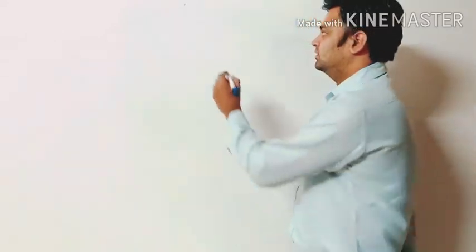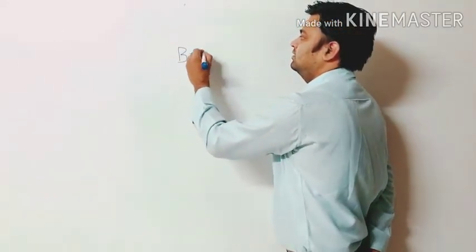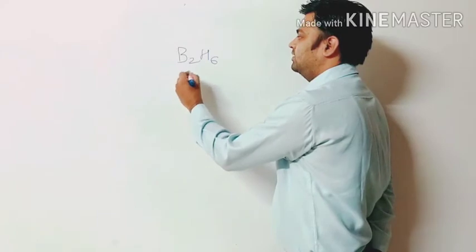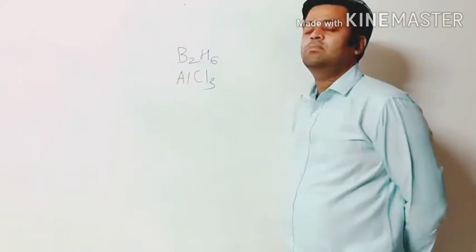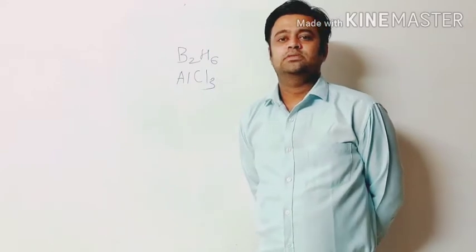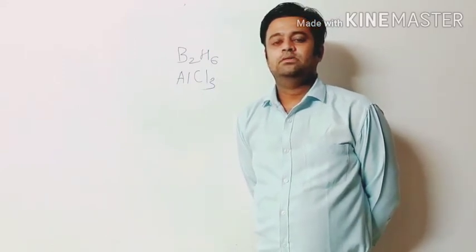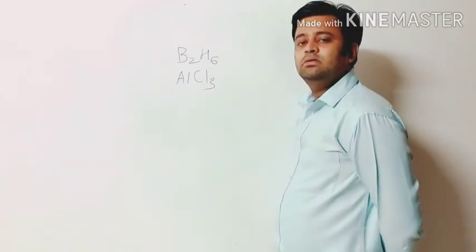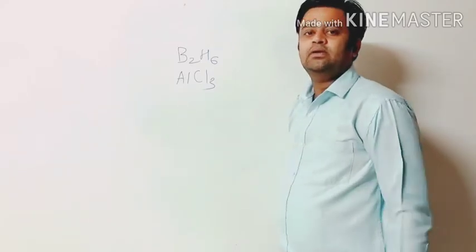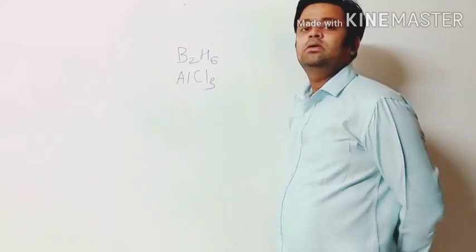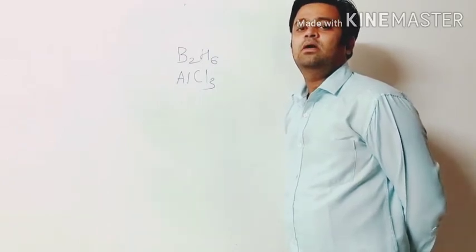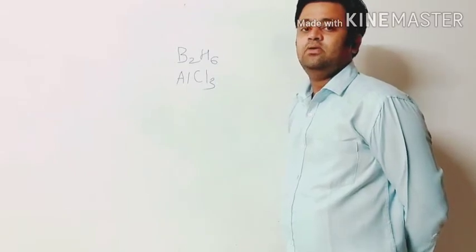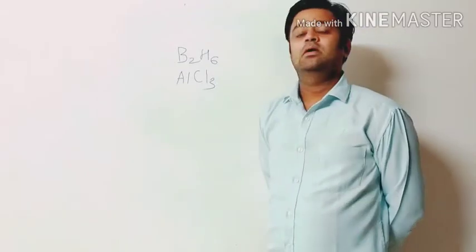Let's see B2H6, AlCl3. They are generally electron deficient molecules, because they have fewer electrons than the total number of available valence shell orbitals, and therefore they are called electron deficient molecules.